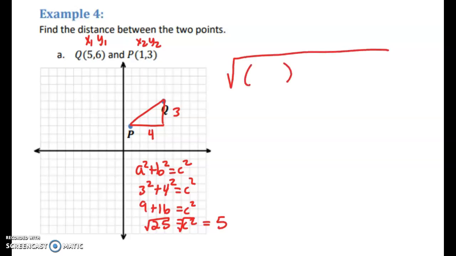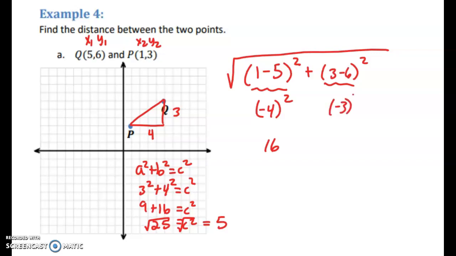So what would go in this first parentheses right here? All right, so if you do x2 minus x1, what would go in is 1 minus 5. So there's your -4, and -4 squared is 16. So now, what would go in this parentheses right here? All right, so we'd have 3 minus 6, and 3 minus 6 is -3, and -3 squared is 9.